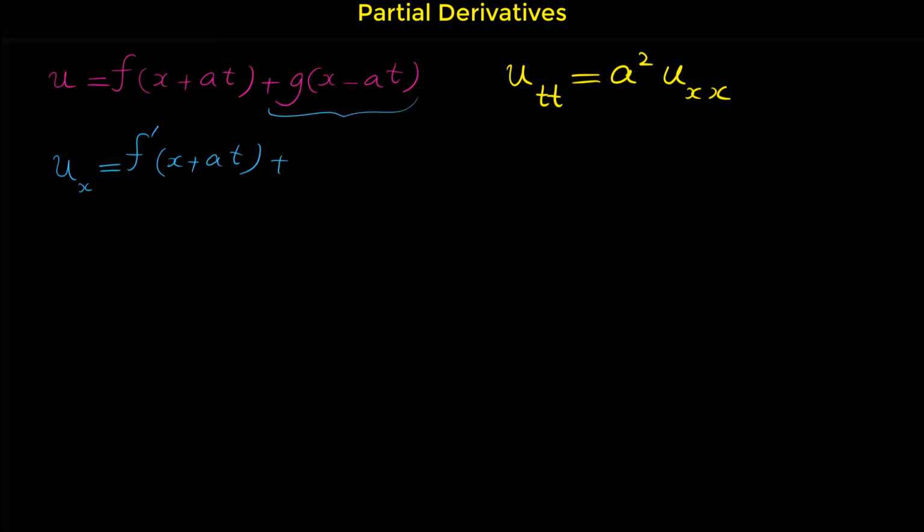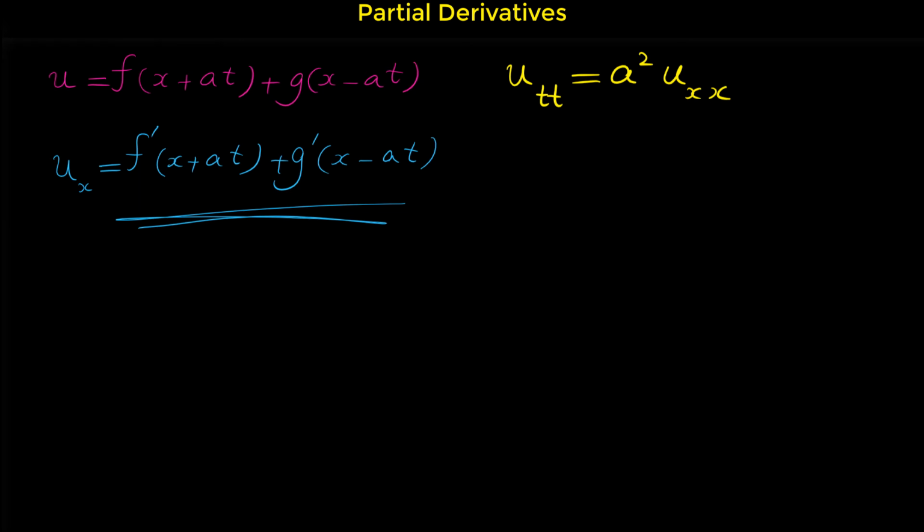Plus, now we have to find derivative of g of x minus at. Derivative of g, which is an unknown function, is g prime. And again, we have to multiply it by derivative of the inside. Derivative of the inside with respect to x is again 1, and we don't need to write 1 here. Derivative of x is 1, derivative of at is 0, and so derivative of the inside is 1. So this is u sub x, the derivative of u with respect to x.